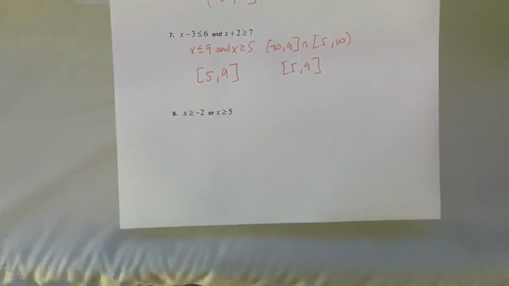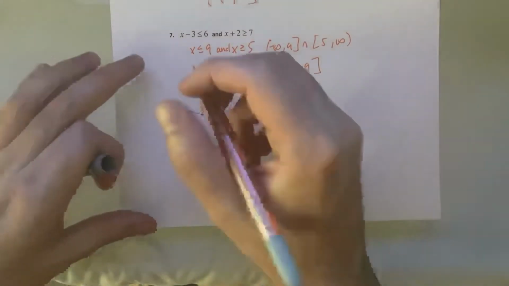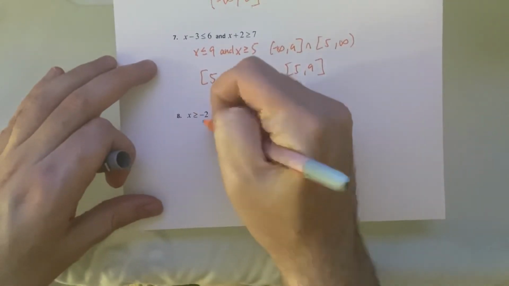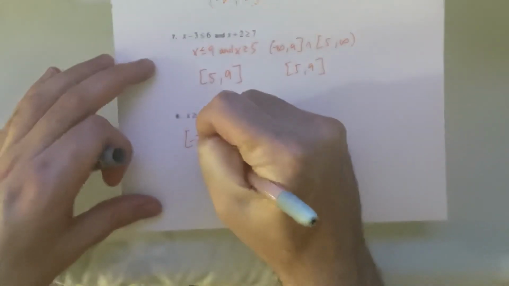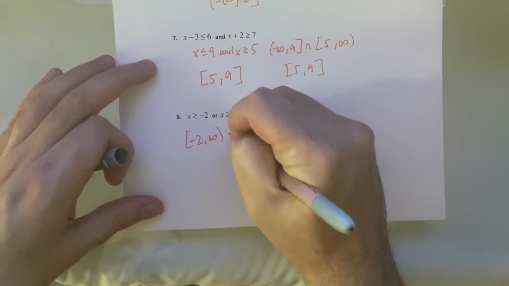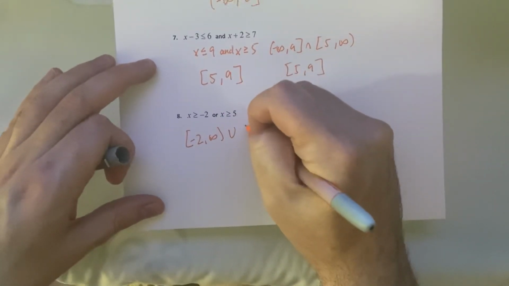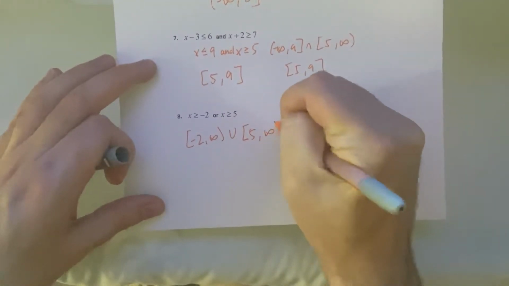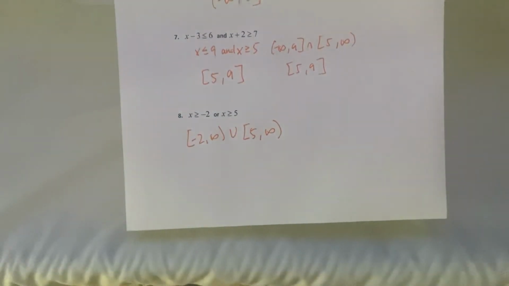Okay, x is greater than or equal to negative 2, or x is greater than or equal to 5. So or means that it's in one or the other, or both. This is our union. So union is what's in one or the other or both. Numbers that are in one or the other or both.